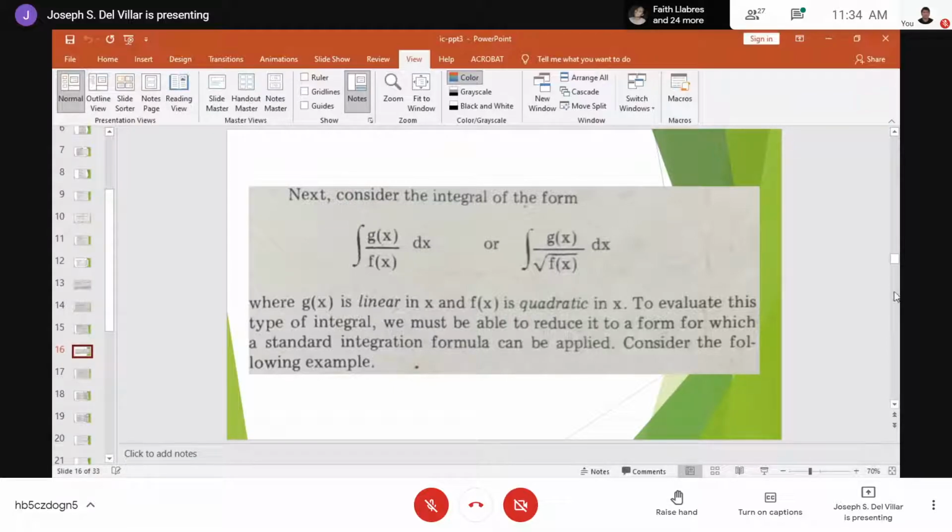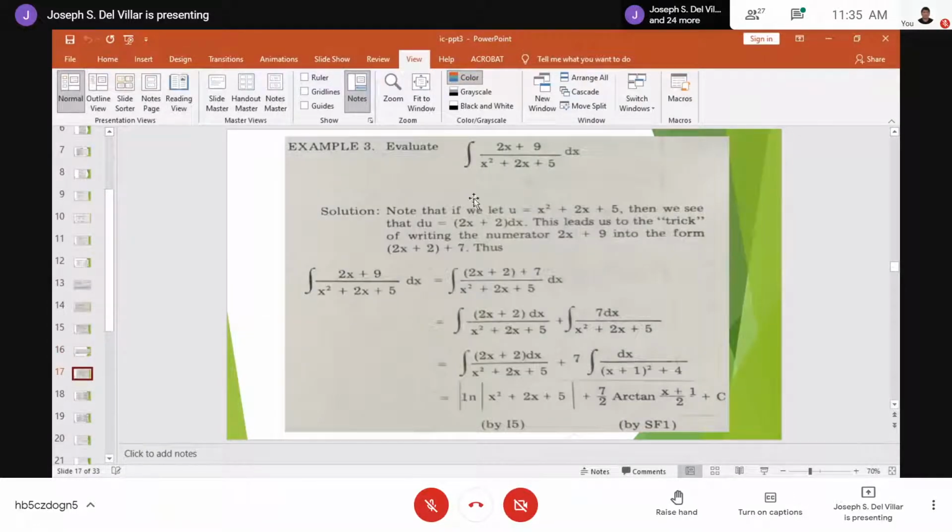Okay. There are times na may mga integral na linear ang numerator. Okay? And the denominator is quadratic. Okay? So, ibig sabihin, g of x over f of x, where g of x is linear and then f of x is quadratic. Okay? So, kapag ganun yung given, you must be able to reduce the given into a form for which a standard integration can be applied. Okay? So, for example, this one. So, meron tayong linear 2x plus 9 divided by x squared plus 2x plus 5.